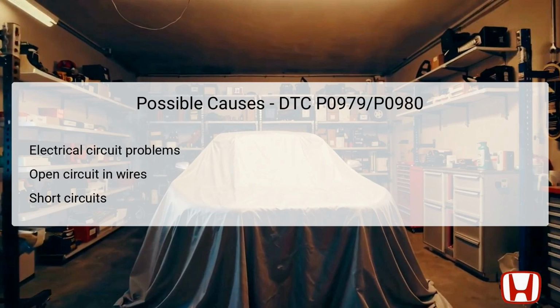These faults could arise from physical damage, corrosion, or faults in the connectors themselves. Importantly, mechanical failures in the transmission are ruled out as causes for these codes. Understanding these causes helps guide the technician towards a focused inspection of the electrical components instead of the mechanical assemblies, streamlining the troubleshooting process.